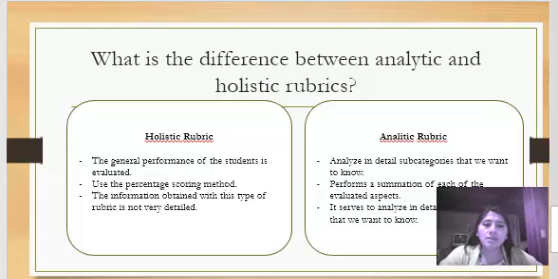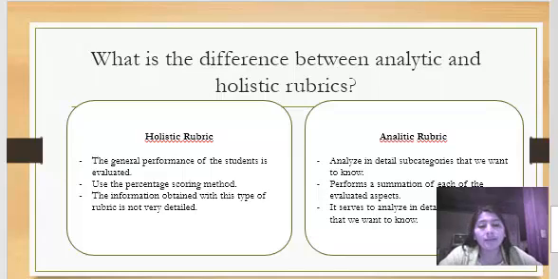The holistic rubrics establish in a general way what the teacher expects from the student. That is, the general performance of the student is evaluated. This can use the percentage scoring method. The holistic rubric is a summative assessment rather than a formative one, and the information obtained with this type of rubric is not very detailed. With this type of rubric, joint analysis of the process or results obtained is carried out.